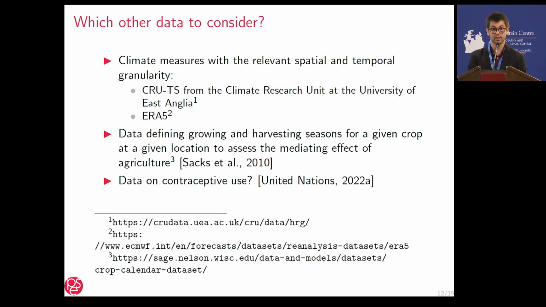The next step is which other data we want to consider. Of course we need to consider this with the relevant climate measures. What we would like to do is possibly also define growing and harvesting seasons for a given crop at a given location using the data set on crop calendar. And finally, perhaps it would be interesting to use data on contraceptive use, like there was a recent output from the United Nations that might be quite relevant.